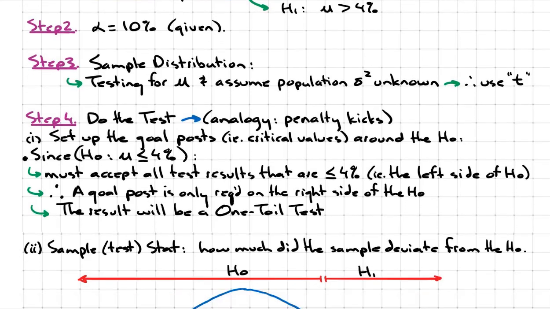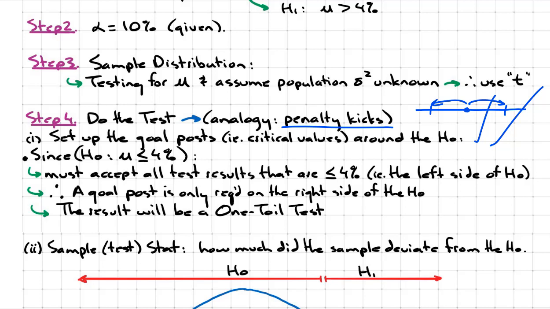And then finally, step 4, we do the test. Now, the analogy I use for a hypothesis test is that of penalty kicks. And the way penalty kicks work is as follows. So here we have the middle. And then you set up some goalposts on either side, right? So there's your goalpost. And then it's just a question of where the ball went in. So if the ball comes in here, it's a score. If the ball goes outside the goalposts, then it's not a score.